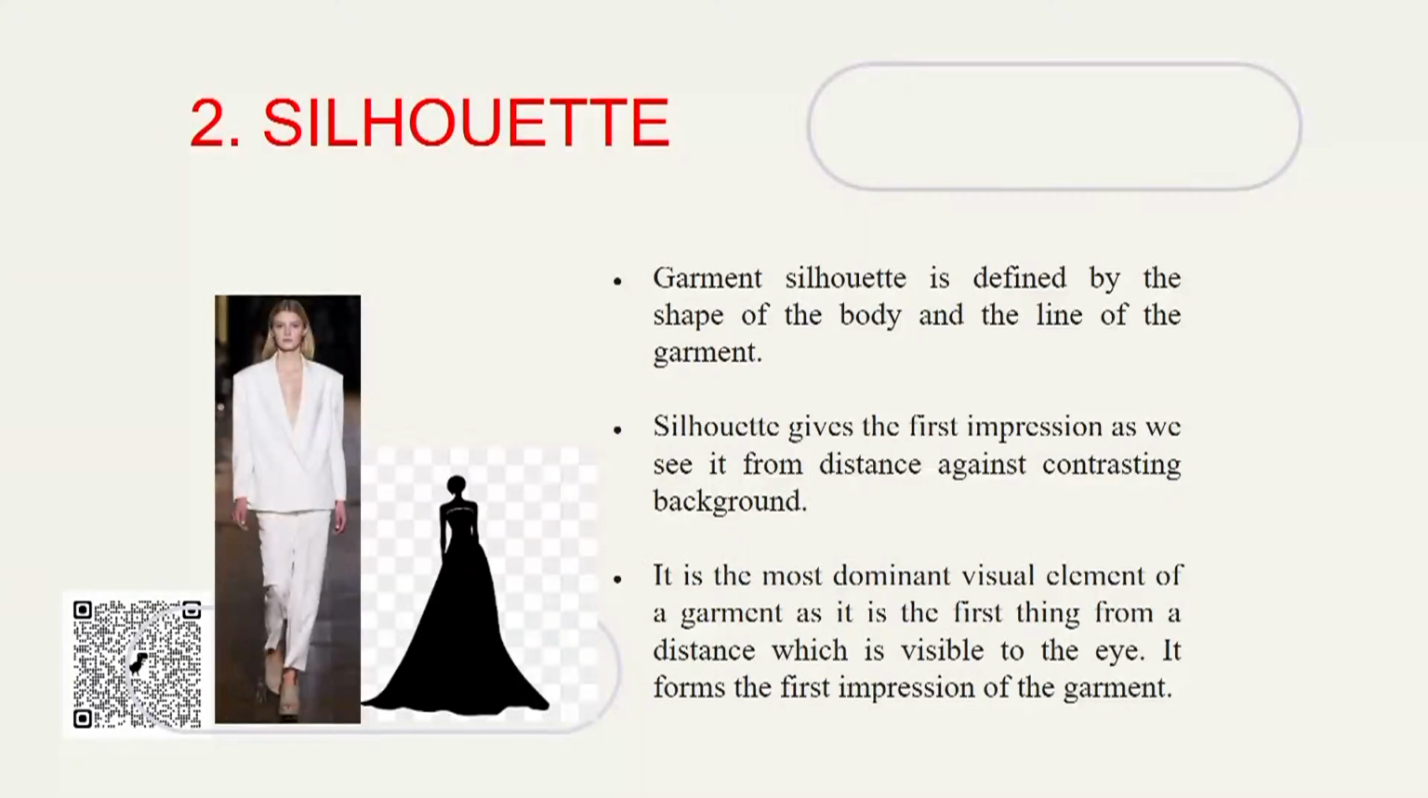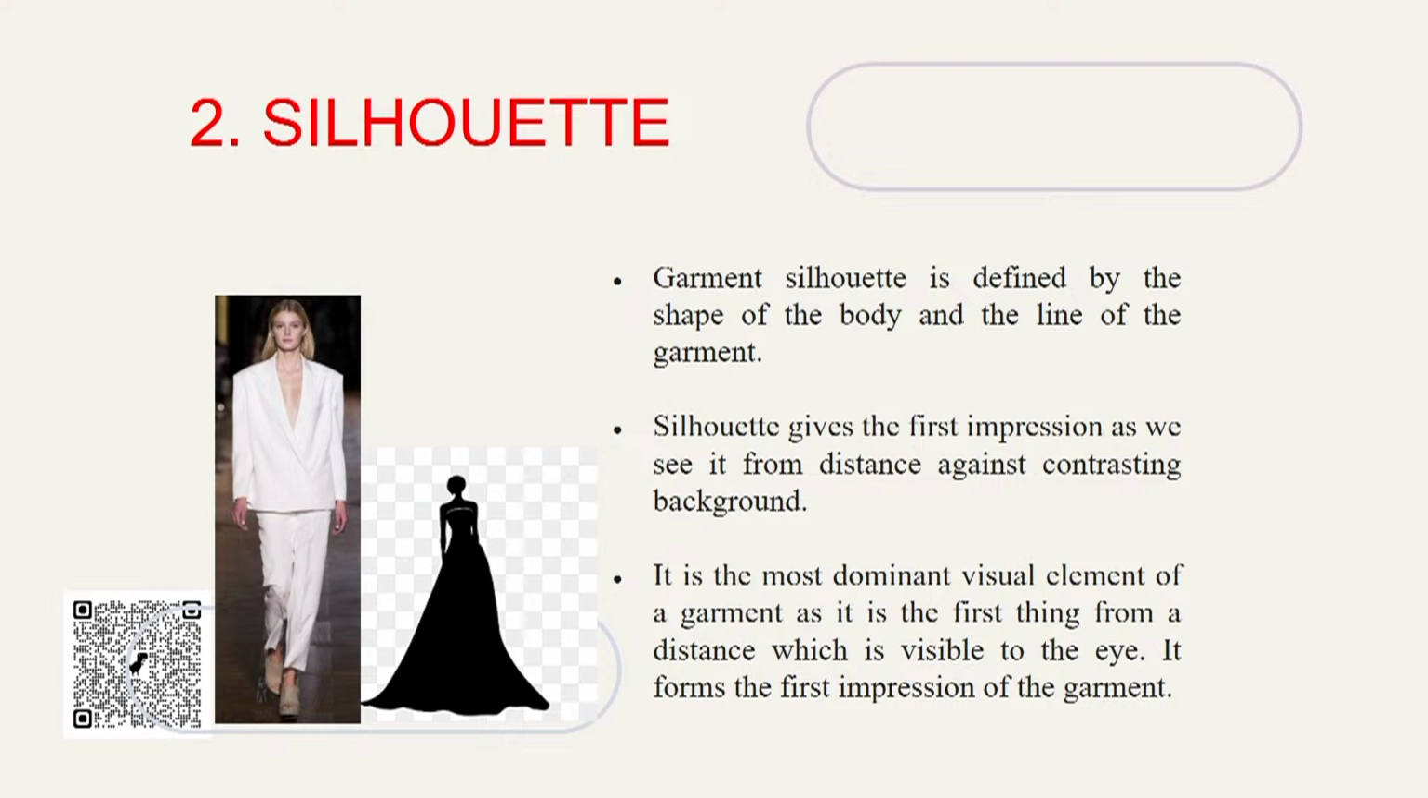The second element of design is known as silhouette. So we will now be talking about silhouette. A garment silhouette is defined by the shape of the body and the line of the garment. Silhouette is basically the first impression which you get if you are viewing any object or garment from a distance.